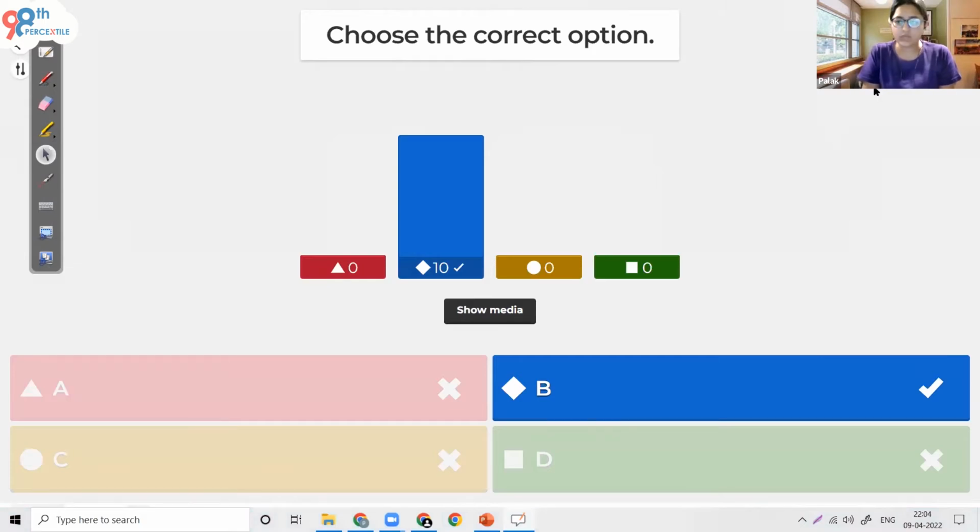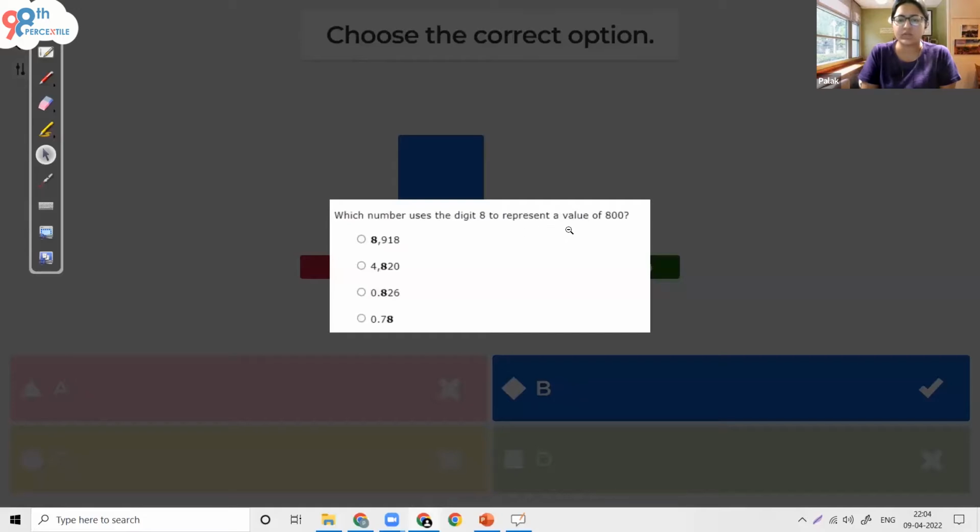Okay, so all of you have got the correct answer, but still let's just go through the question. It says which number uses the digit 8 to represent a value of 800? So that is absolutely correct. Over here we can see 8 stands at the hundreds place. So yes, that is why the answer over here is 8.